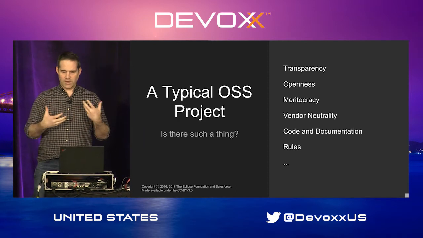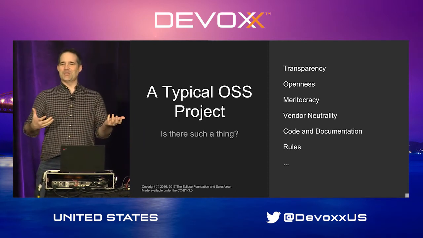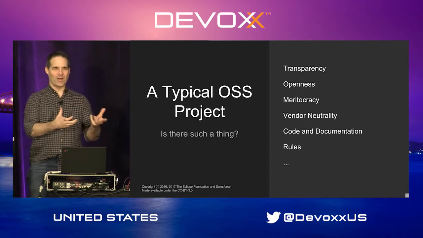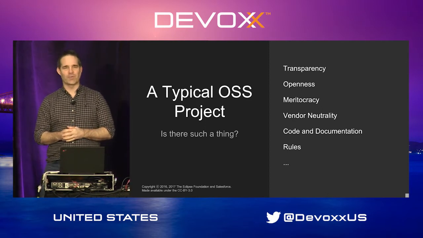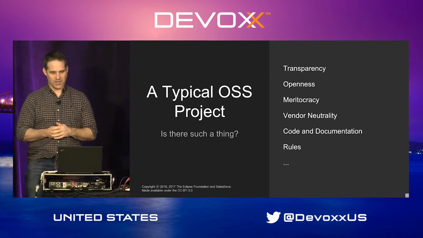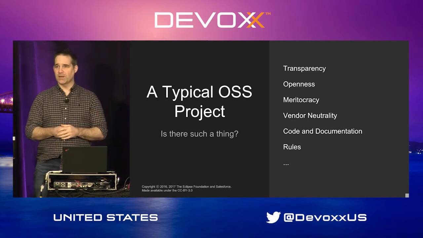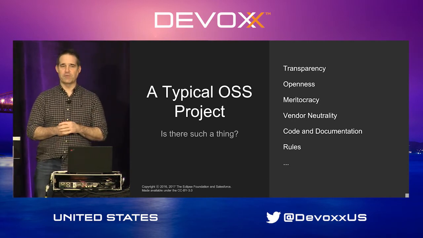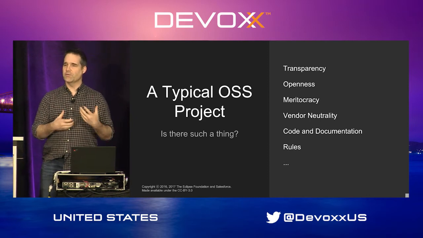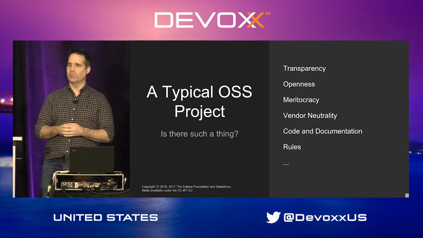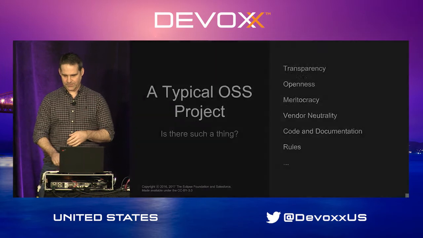And then of course, finally, we get to code and documentation. Open source projects are, of course, software projects, and software projects need code. And then rules. How do you participate? I talked earlier about a level playing field. Level playing fields require that you define the playing field. How do people participate in your project?